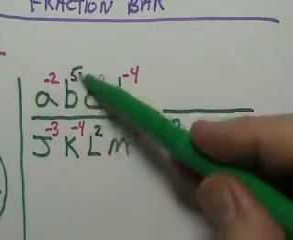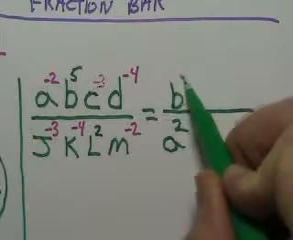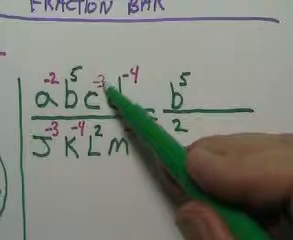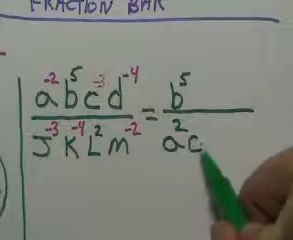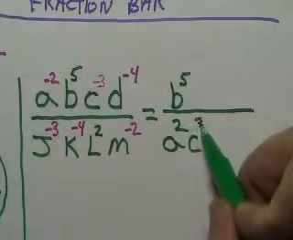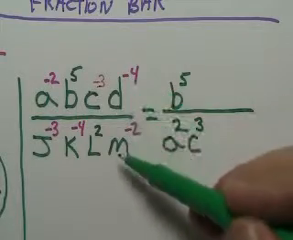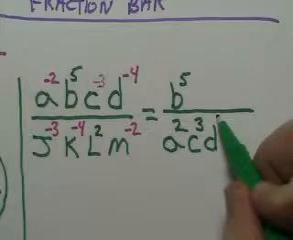Okay, this one could stay. This is in the right location. B to the fifth, that can stay. C, that's in the wrong location. It's negative exponent, so I'm going to have to cross this bar. So now it becomes a positive 3. D, that's the wrong location. That's negative. I'm going to have to cross the bar. And now I'll make it positive 4.